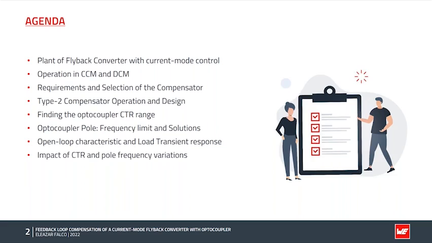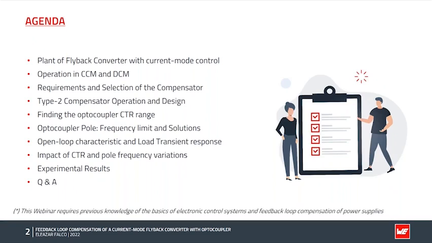And we will see the effect that the optocoupler CTR and pole frequency variations might have on the system. That will be followed by experimental results in a prototype, and we will finish with the usual questions and answers section. Note that in order to be able to follow the content of this webinar, you should already come with basic knowledge of electronic control systems and feedback loop compensation of switching power supplies in general, since we will not be covering the basics here.